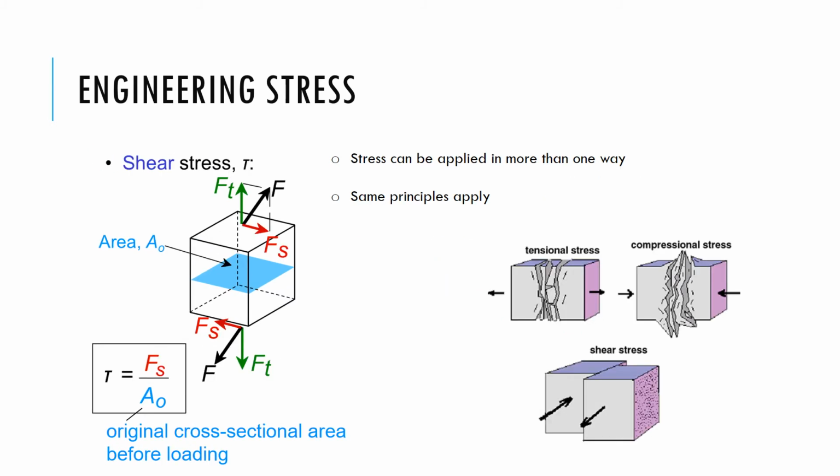Now you can also get shear stress. And this slide really here is to highlight the fact that we can apply stress in more than one way. We don't just have to yank a material apart under a tensile load. We can also measure different stress states. So here is the shear stress. Again, you'll note that we are dividing the applied load by the cross-sectional area of the material.